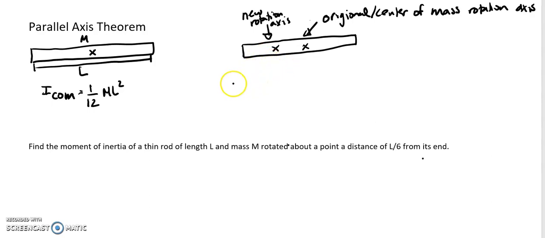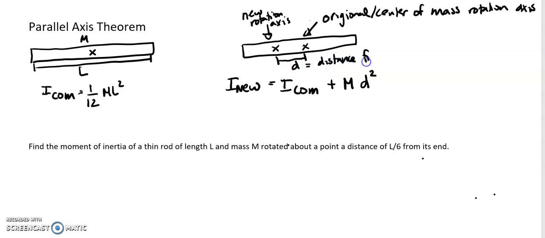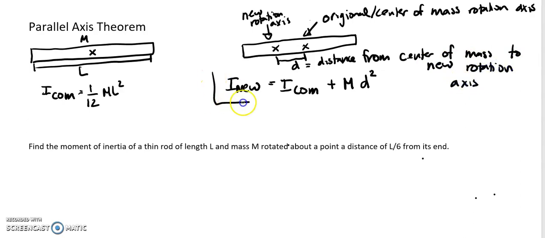So to find the new moment of inertia about the new rotation axis, it's going to be the moment of inertia about the center of mass. And we decided we're increasing the moment of inertia, so we're going to have to add plus m, the mass of the object, times d squared. And d, I want to define, is the distance from center of mass to new rotation axis. And this right here is going to be our parallel axis theorem.